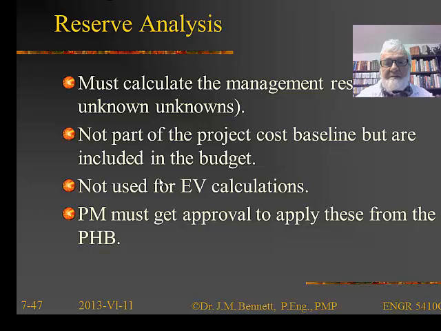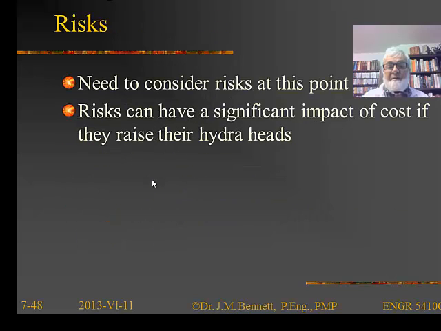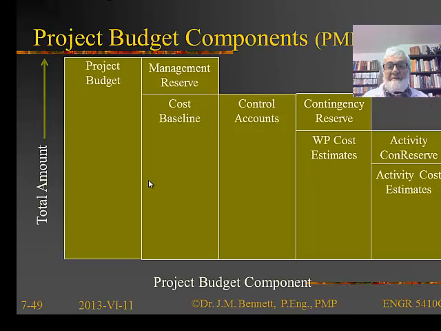The reserve analysis: we must calculate the management reserves we're going to ask for. This is not part of the project cost baseline, but it's included in the budget, just so we know some sort of indication of how much might be needed. We don't use that in earned value calculations, and in fact, the project manager has to get approval to get at these funds from the pointy-haired boss, and likely up to a vice president. We've got to consider risk at this point, too, that if risks all of a sudden raise their hoary little heads, it can have a significant impact on the actual budget itself.